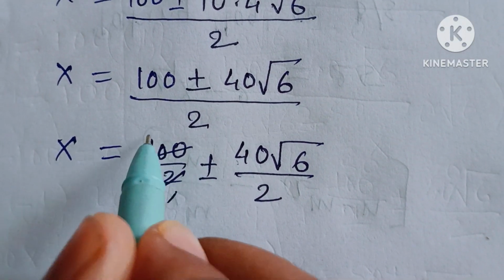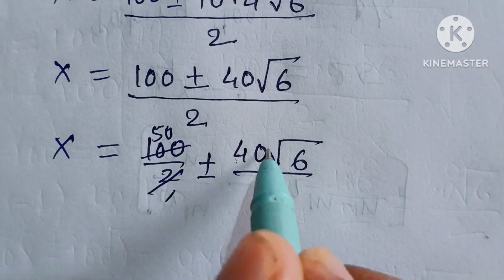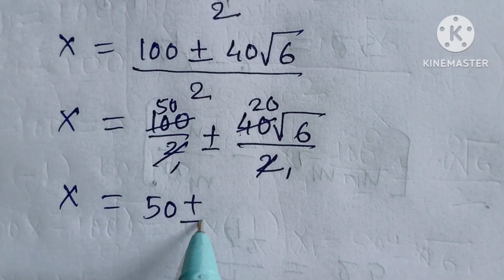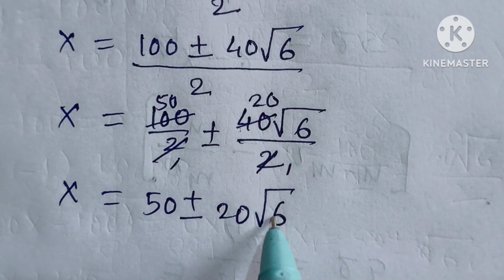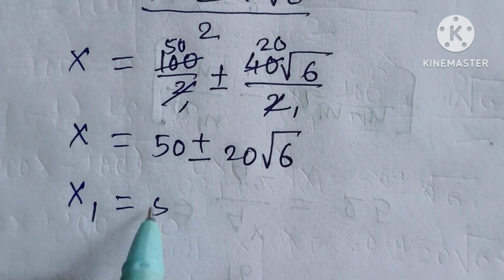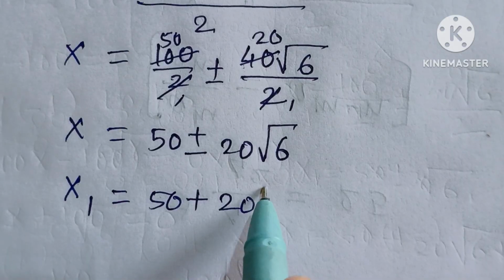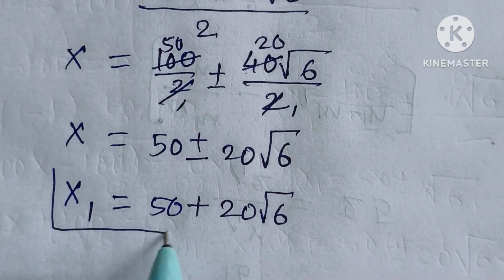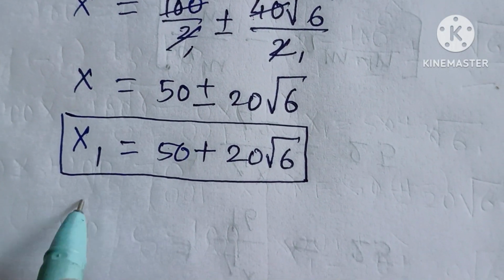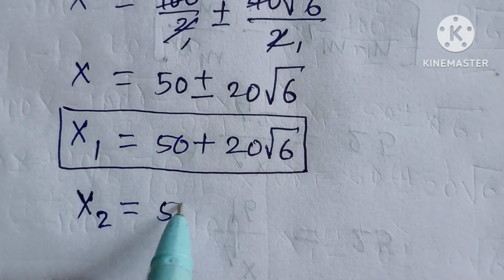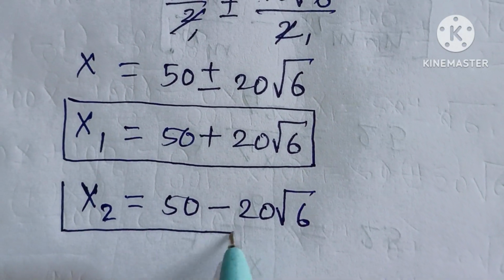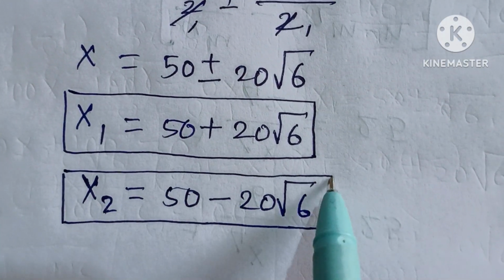2 1s are 2, 2 5s are 10, 2 0 0. 2 1s are 2, 2 2s are 4, 2 0 0. x equal to 50 plus minus 20 under root 6. Now we can write here x1 equal to 50 plus 20 under root 6. This is the value of x1. Now we can write here x2 equal to 50 minus 20 under root 6. This is the value of x2.